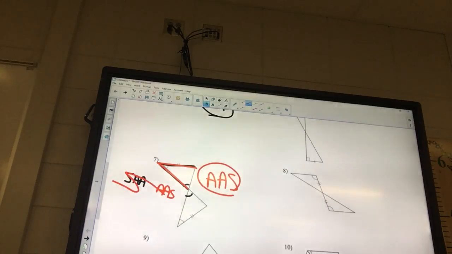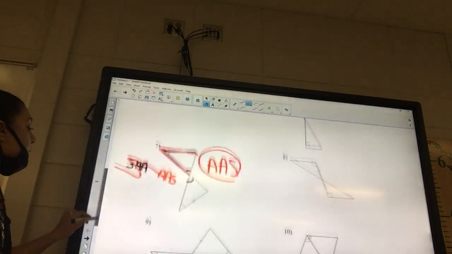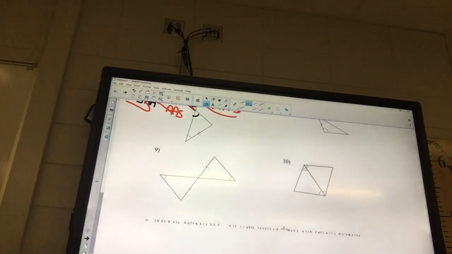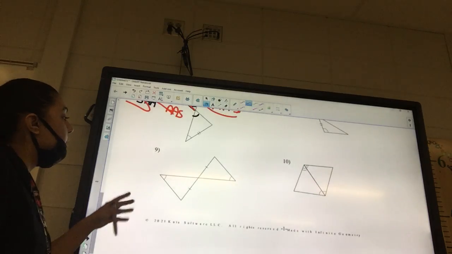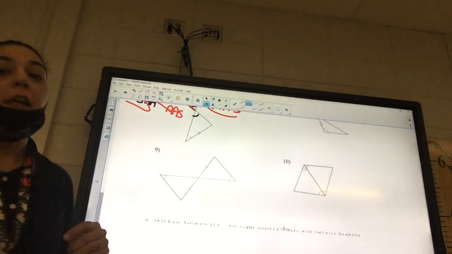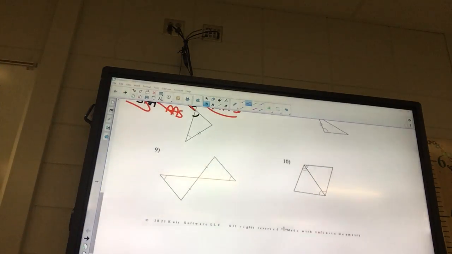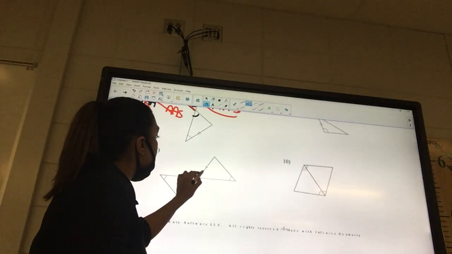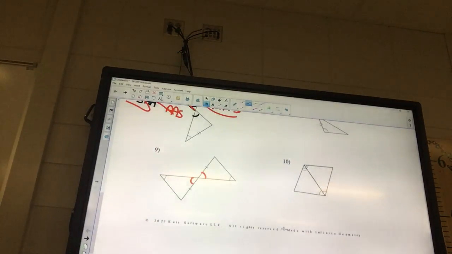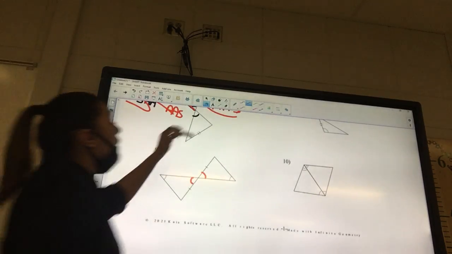Okay, look at 9. What's marked? An angle, side, 2 angles, and 2 sides. 2 angles, 2 sides, okay, or 1 side, 1 angle. Is there anything that we can mark? We can mark the vertical angles in the middle.